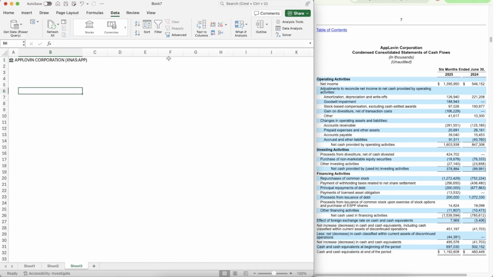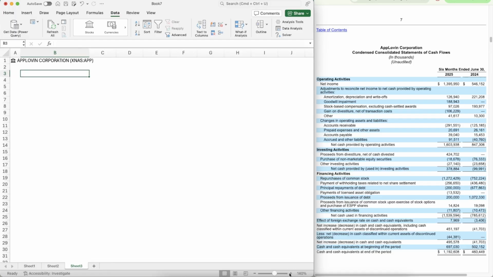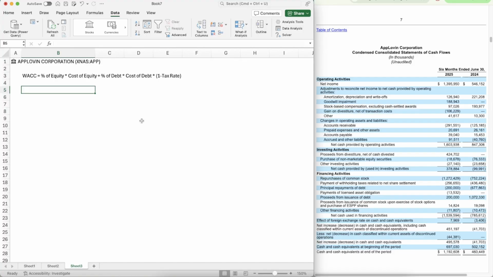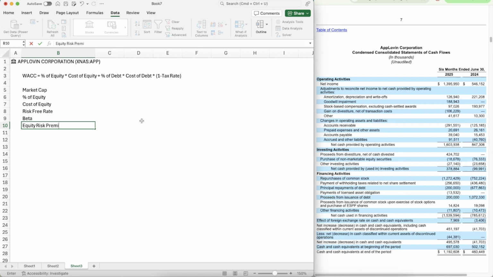There we go. So we're going to make the weighted average cost of capital. I'll just zoom in a bit more. So the WACC equals the percentage of equity multiplied by the cost of equity plus the percentage of debt multiplied by the cost of debt multiplied by 1 minus the tax rate. So what do we need from here? We need the market cap, the percentage of equity, the cost of equity, which is composed of the risk-free rate, the beta, and what's the other one? The equity risk premium. And we'll do that on a separate sheet as well.